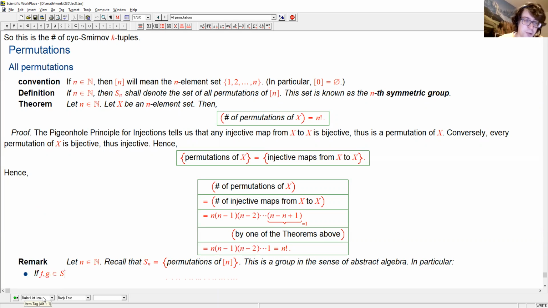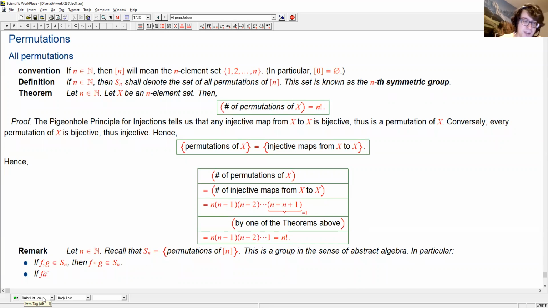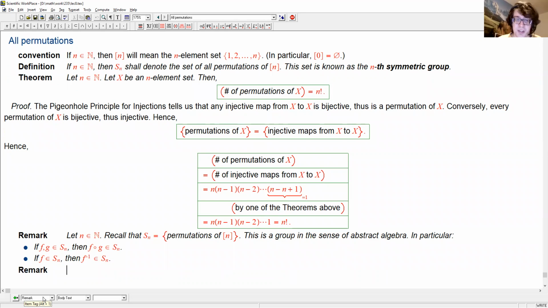if f and g are two permutations of n, then the composition is also a permutation of n. And if f is a permutation of n, then f inverse is a permutation of n. These are pretty useful facts, and usually they're used without much ado, so let me point them out now. As I said, if you've seen abstract algebra, this will not be surprising. It's just because composing bijections gives you a bijection, and the inverse of a bijection is also a bijection.